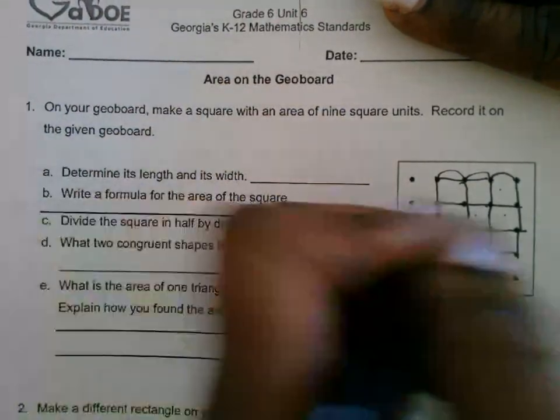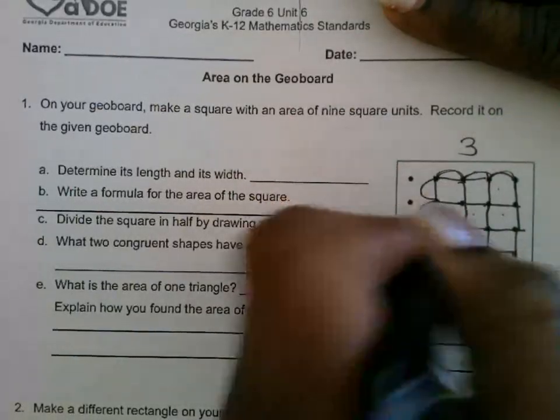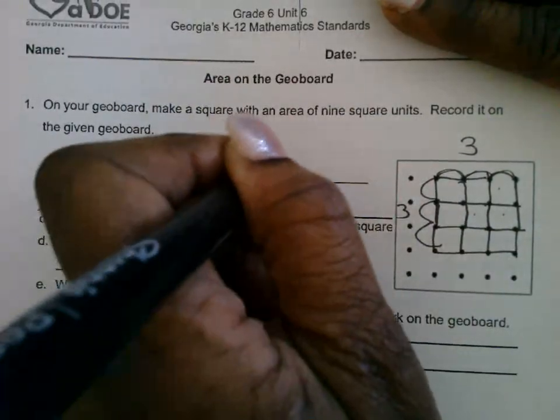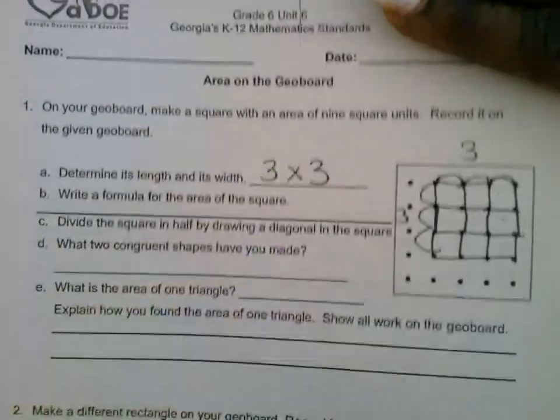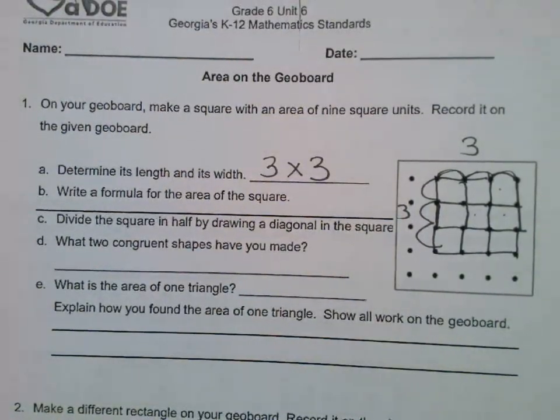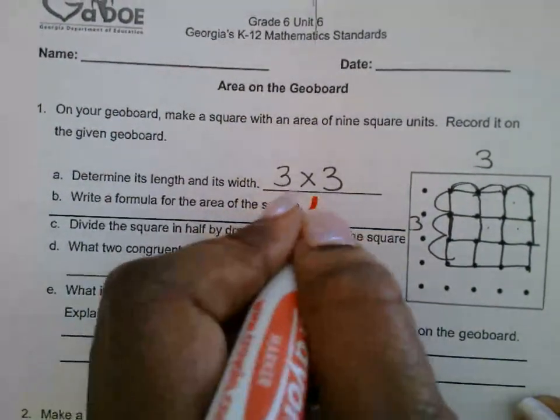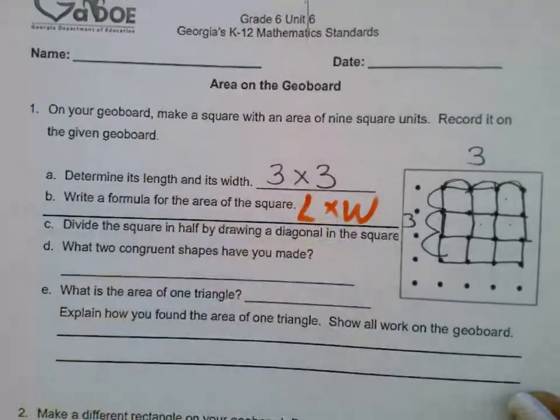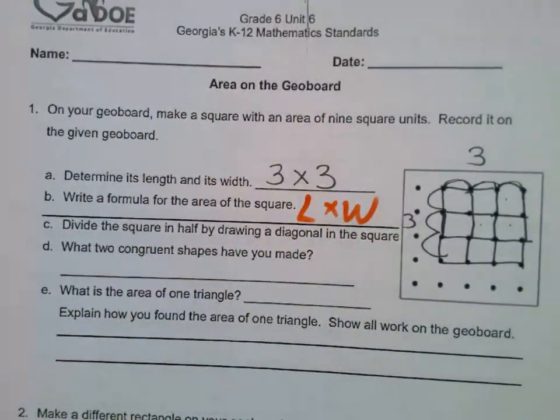The length and its width is 3 and 3. So I write 3 by 3. I'm gonna pick up a different color. The formula for the area of the square, you all had already told me, it is length times width.